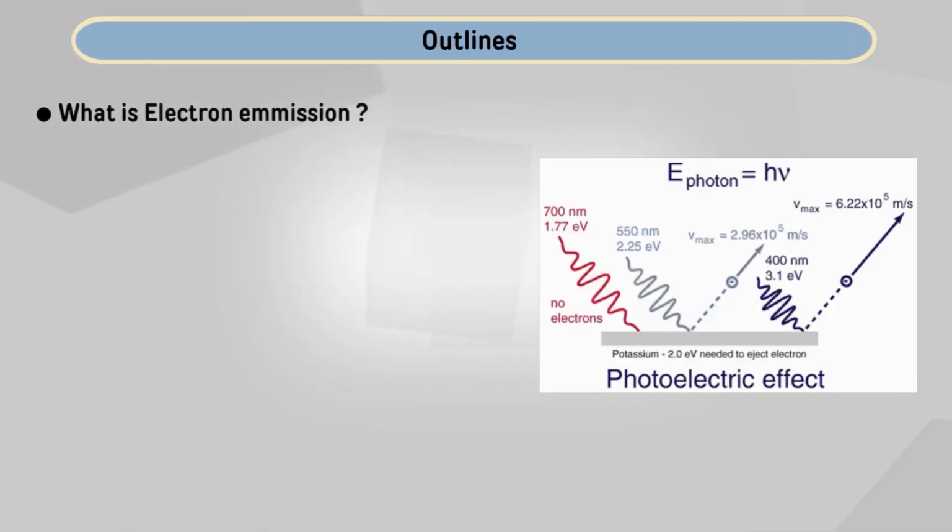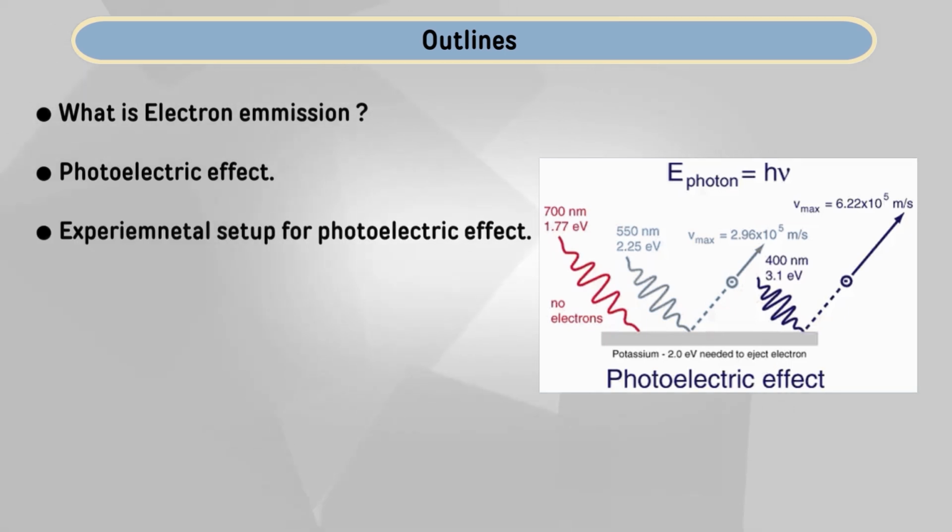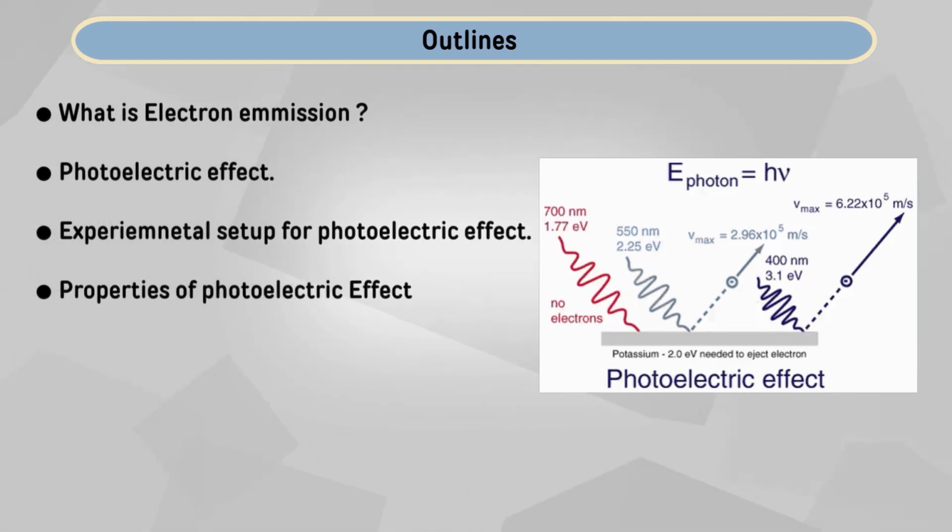So, the outline of this lecture: we will start with the term electron emission, because this effect is basically based on the emission of electrons. So, we will begin with electron emission, and then we will move to the main concept, that is the photoelectric effect, its definition, and then the experimental setup for the analysis of different properties of the photoelectric effect, and then we will list out and discuss the properties of the photoelectric effect.